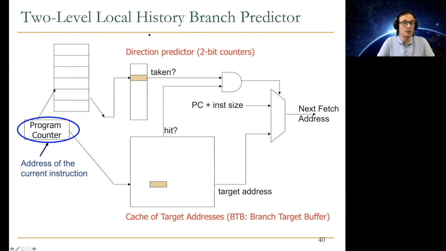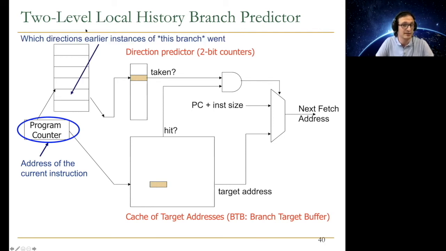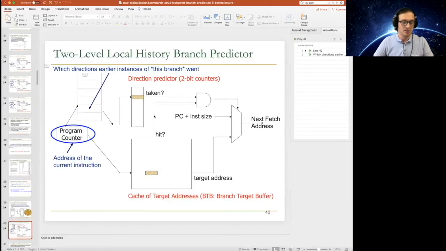You have a 2-level local history branch predictor. Now we use a program counter to index into these local history registers, pick the local history register we want, essentially which directions earlier instances of this branch went, as opposed to which directions earlier instances of any branch went. And we use that to index into the direction predictor, which gives us perhaps a 2-bit counter based taken or not taken prediction, given what happened in that history, for that branch in a previous instance of that history. Okay, so hopefully that's clear.